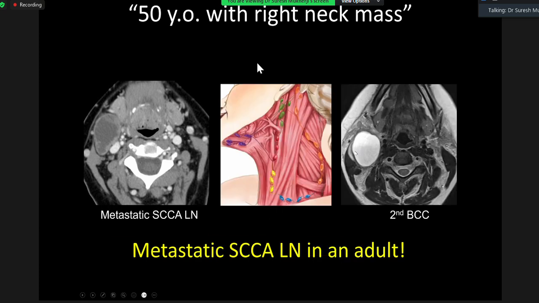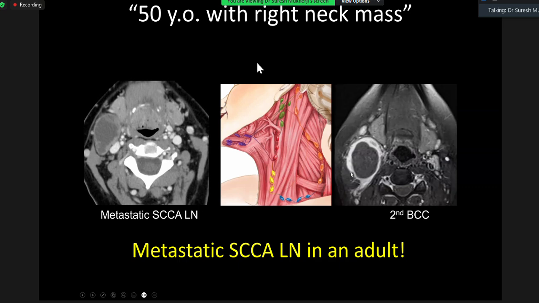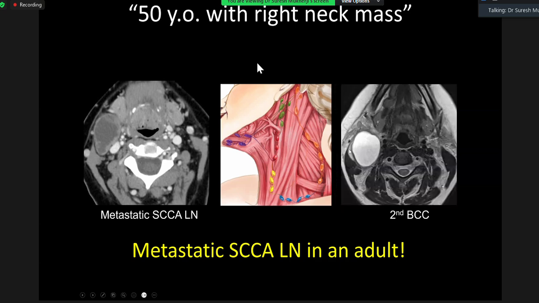So a second branchial cleft cyst tends to be well defined. They are located just anterior to the undersurface of the right sternocleidomastoid muscle. And if they become infected, occasionally they can enhance. So this was an atypical case of a second branchial cleft cyst. In an adult, you should still call that a metastatic lymph node. It's better to be wrong in that situation as opposed to miss a squamous cell carcinoma. But to answer your question specifically, they have this characteristic location just deep to the sternocleidomastoid muscle, and they tend to be well defined without internal enhancement.